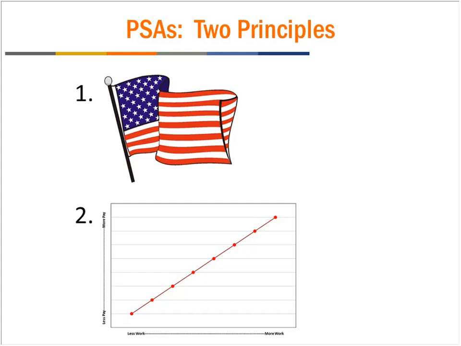The second is a chart that I hope comes through a lot clearer on yours: there should be a relationship between work and compensation. When you work more, you should be able to get more money. Generally, that is the way it goes, and those two things are still operative here. So let's take a little bit deeper look at these PSAs.